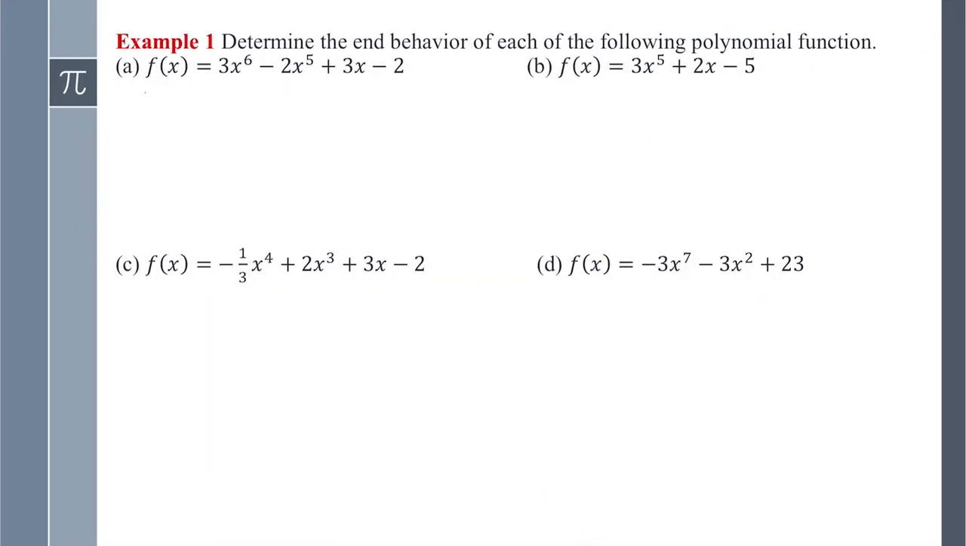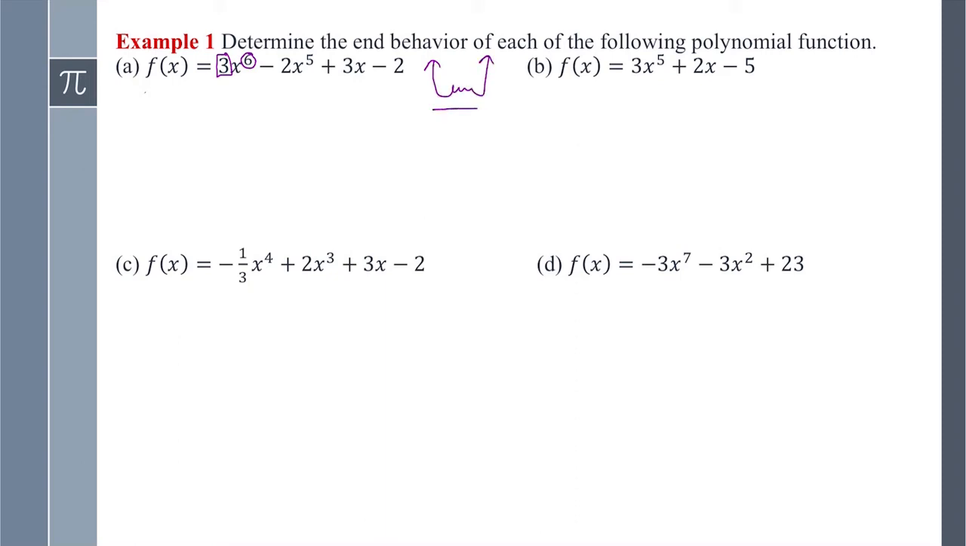So let's look at the first example. It says determine the end behavior of each of the following functions. For the first one, we are going to use that end behavior chart. Here the degree is even and the leading coefficient is positive. That means the graph looks like this.